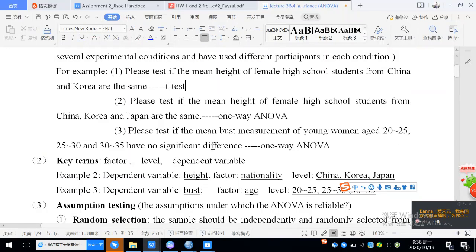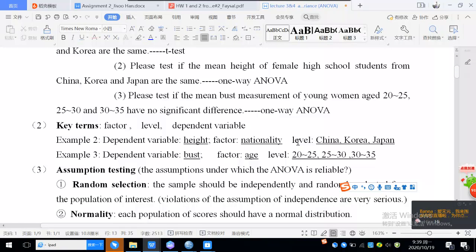For example, please test if the mean bust measurements of young women aged 20 to 25, 25 to 30, 30 to 35 have no significant difference. Here we have 3 samples: age 20 to 25, age 25 to 30, age 30 to 35. Then we use one-way ANOVA.